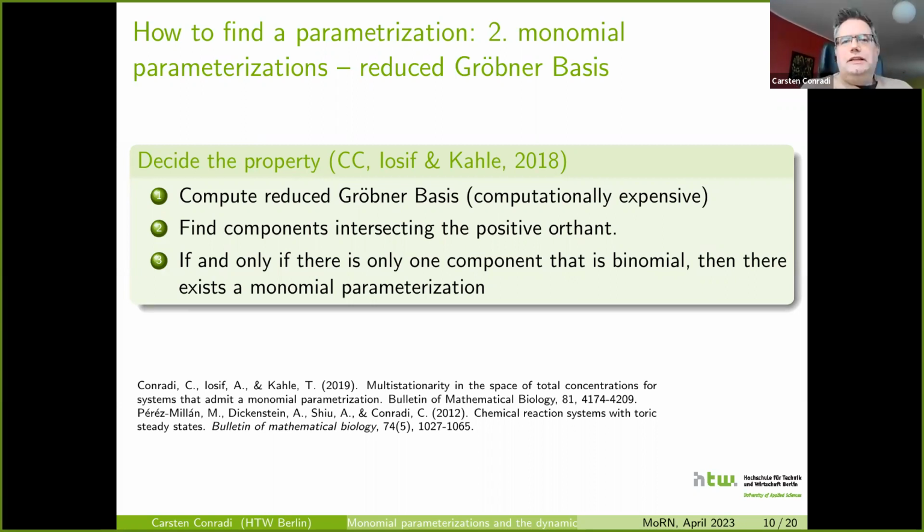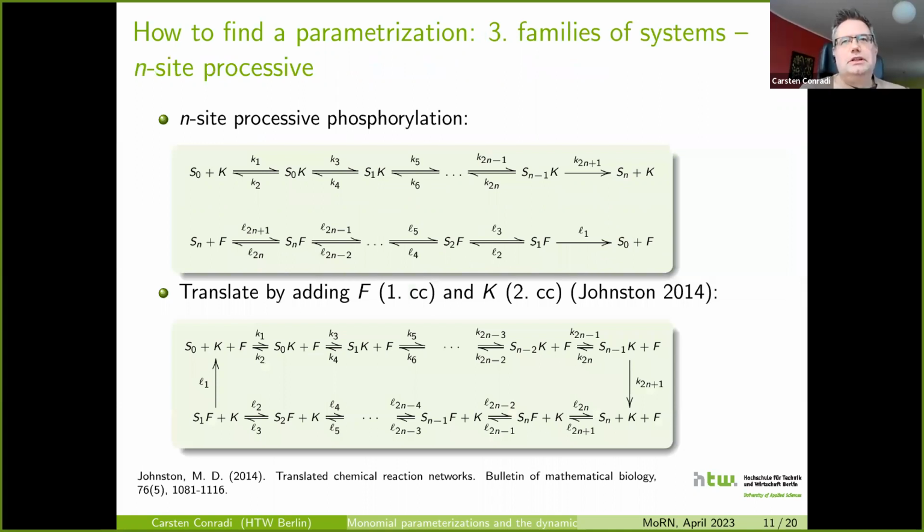One thing that I wanted to mention is that if you want to establish a parameterization for, say, a family of systems where you don't have a fixed number of equations, then computer algebra is only of limited help. One way I found that one has a chance to find a monomial parameterization is by looking at the graph of the network and then doing something that Matthew described in his paper, the translation.